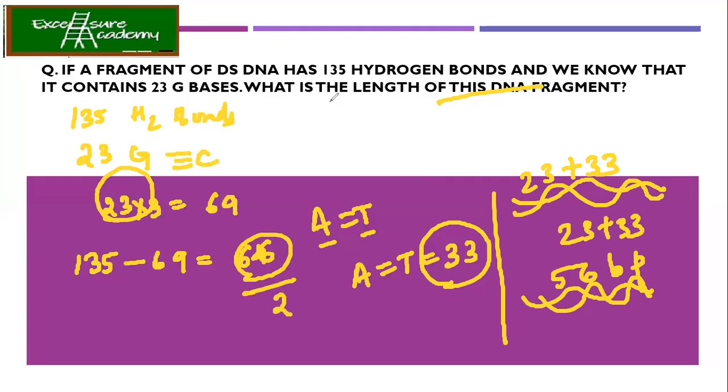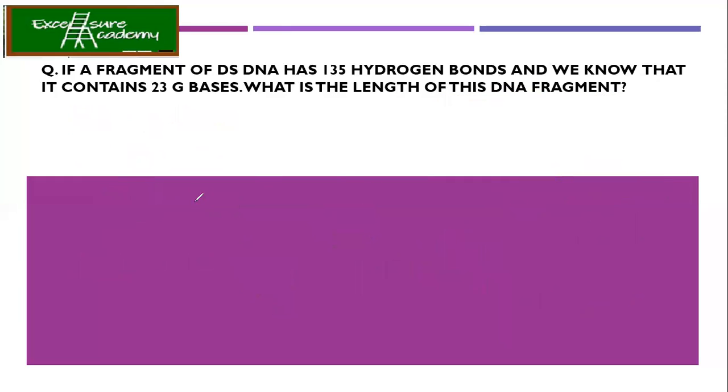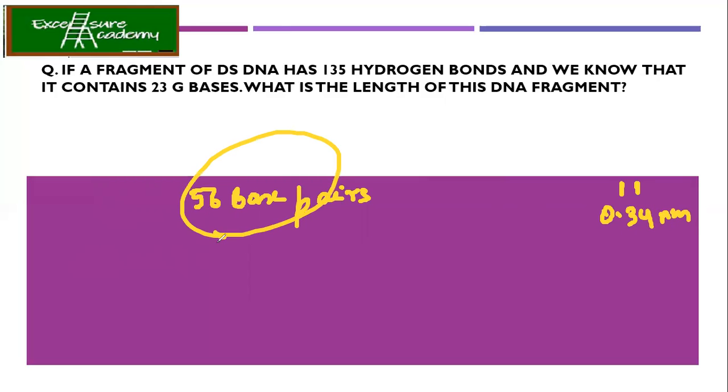Now the question is, what is the length of the DNA fragment? To get the length, now I know that it is 56 base pairs. What is the next step I should do? For 10 base pairs, it is 34 angstroms, then for 56 base pairs, how many angstroms? Like I said, the distance between two nucleotides is around 0.34 nanometer, so you can just multiply with that. So you'll get the answer.